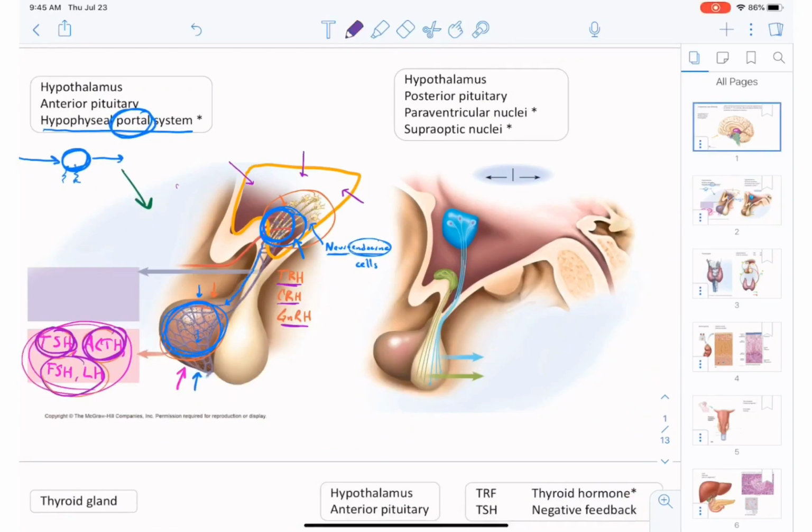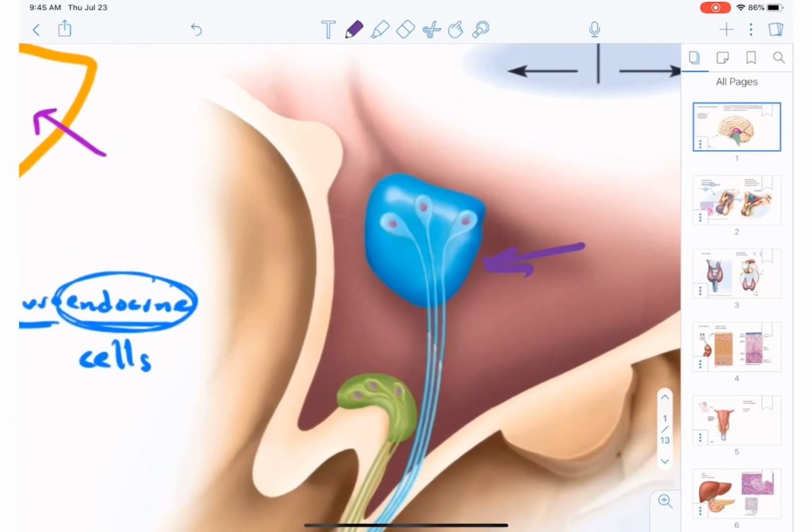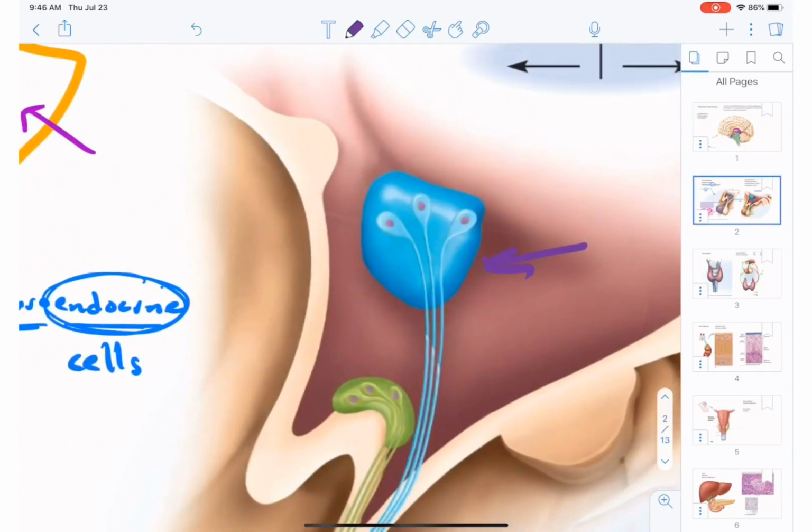Now let's take a look at the relationship between the hypothalamus and the posterior pituitary. And this relationship is a little more straightforward, and it involves what we call these neuroendocrine cells. So what happens is that up in the hypothalamus, we have these groups of cell bodies. So these are all cell bodies for these neuroendocrine cells. And those cell bodies are going to produce hormones.